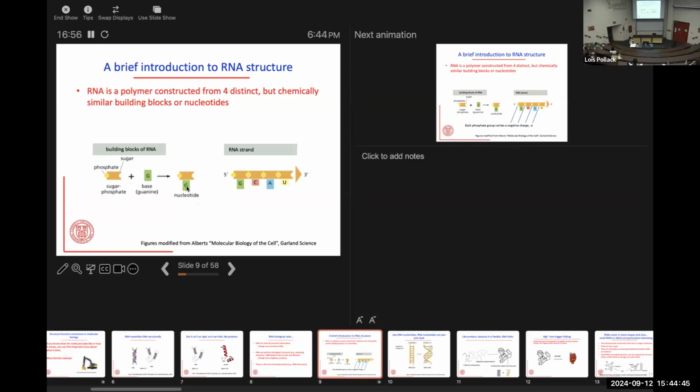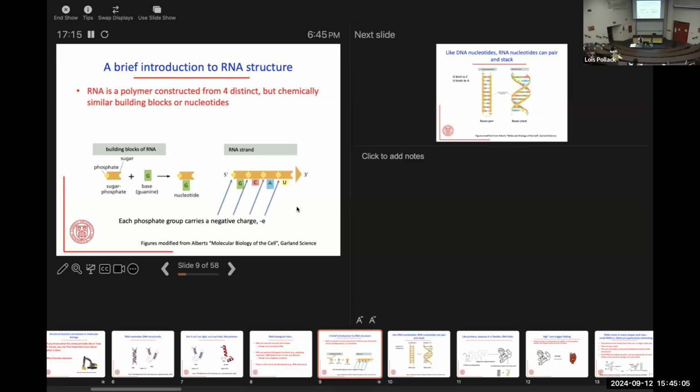And there's 4 different types of bases, G, C, A, and U, which you may know from the DNA analogs, G, C, A, and T. In RNA, it's a U, not a T. But these monomers get strung together onto a strand, and that's what makes up the fundamental RNA strand. Importantly, each one of these phosphate groups carries a negative charge, minus e. So RNA is wildly negatively charged, which makes it kind of a playground for physicists, really, because it's largely an electrostatics problem, which is really remarkable and fun.